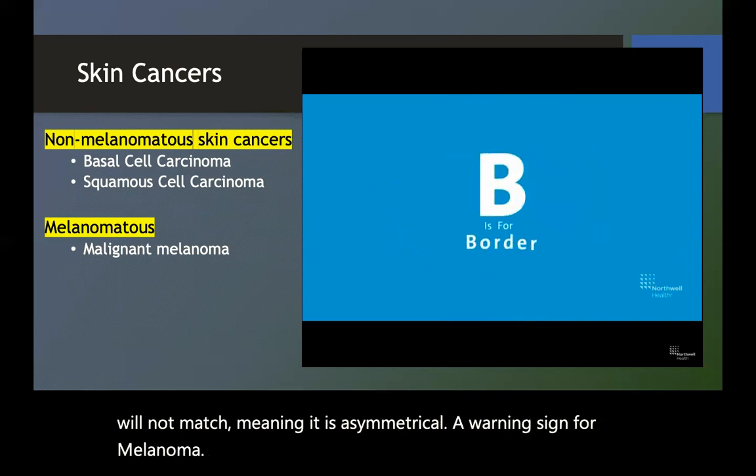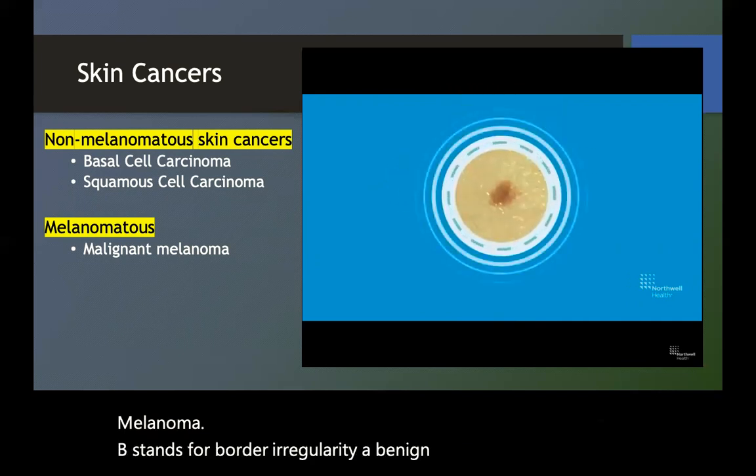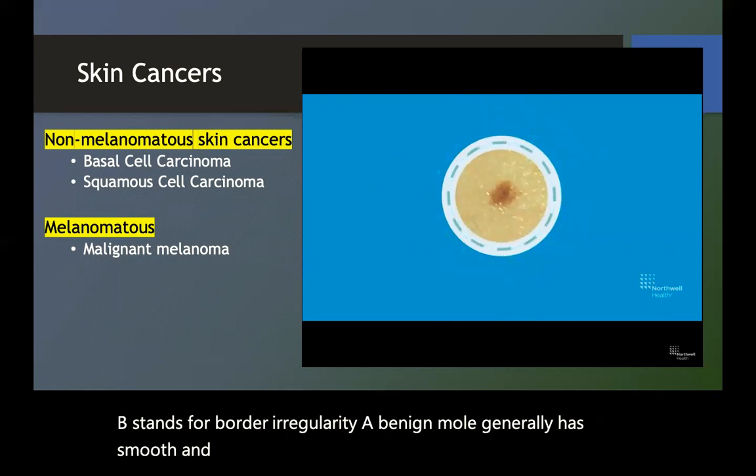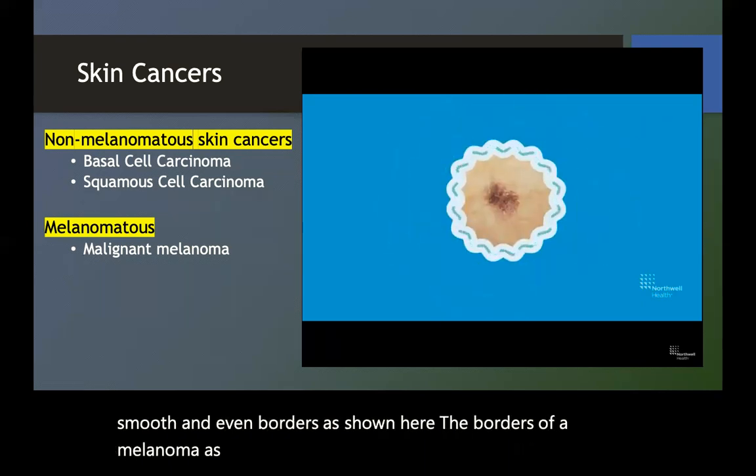B stands for border irregularity. A benign mole generally has smooth and even borders, as shown here. The borders of a melanoma, as shown here, may be uneven with scalloped, notched, or trailing edges.